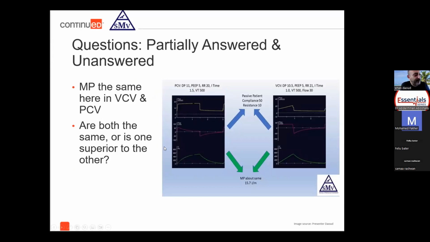Again, I think I talked about this, and I'm probably running out of time. I don't want to hold you up too long. Same things we talked about. I put this in some social media. Our mechanical power is the same in volume control and pressure control. So I put this guy in pressure control, this guy in volume control. It's the same mechanical power, but is there a difference? Are they the same or not? We don't know.